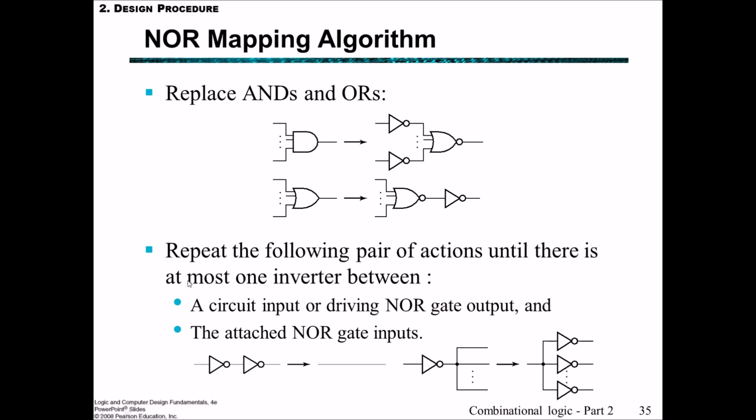So we would replace an AND with inverters going into a NOR gate, and we would replace the OR with a NOR gate which is inverted afterwards. And then as we did with the NAND gates, we repeat the following pair of actions until there's at most one inverter between a circuit input or driving NOR gate output and the attached NOR gate inputs. So 2 inverters in a row becomes a wire.